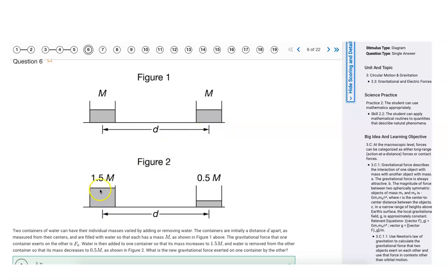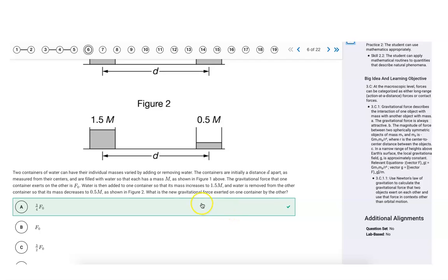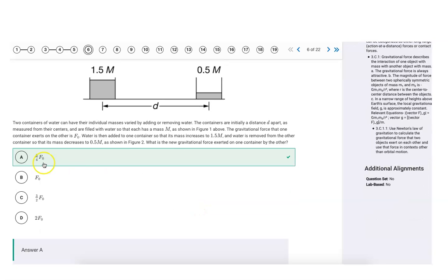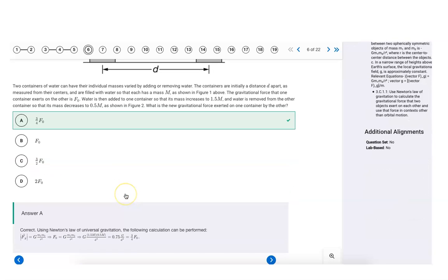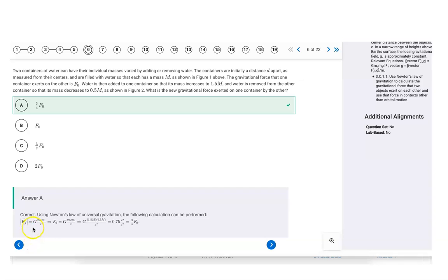So problem number 6, you have 2 containers of mass m, distance d, and then those same containers have different mass of water in them. So the question is, what's the new gravitational force exerted on one container by the other? The answer is 3/4 F, the original force, and you can do it by just writing this equation and substituting the new masses, and you can find that it's 0.75 of the original force.